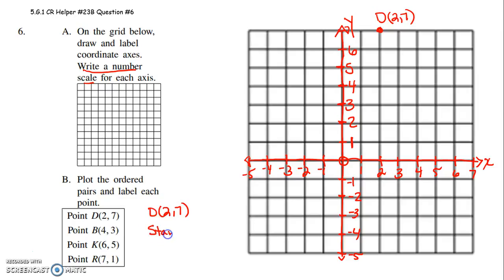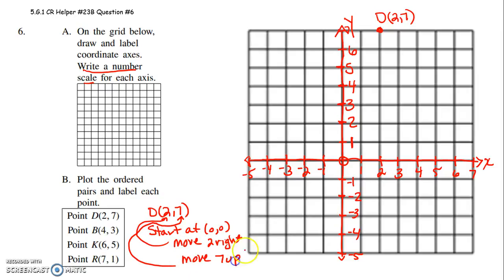So I just want to review. You would start at the origin. Then because of this 2, you'd move 2 to the right. Because of the 7, that tells you move 7 up. And then that's where you plot that point.